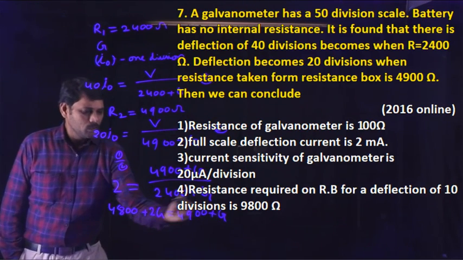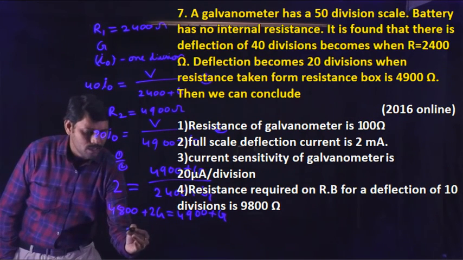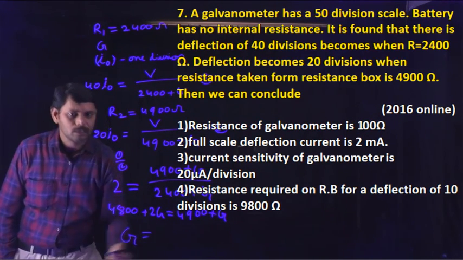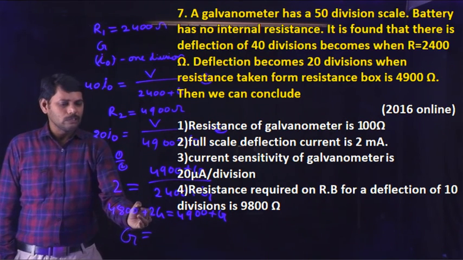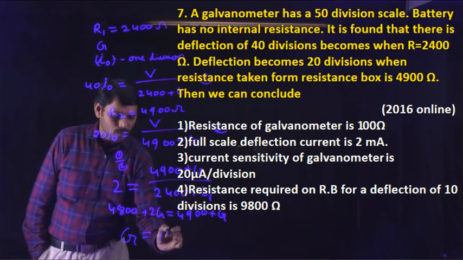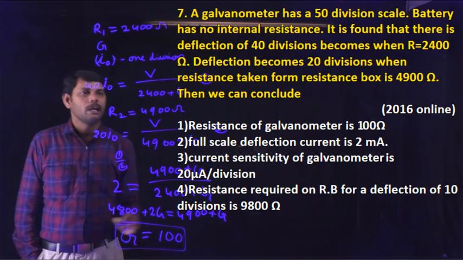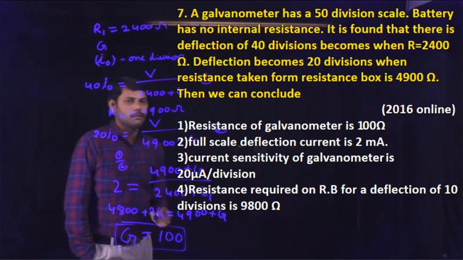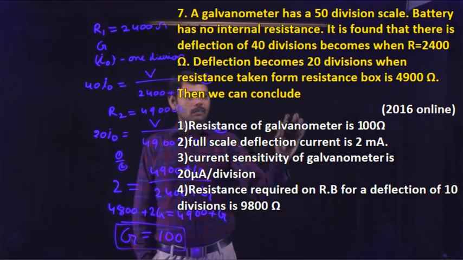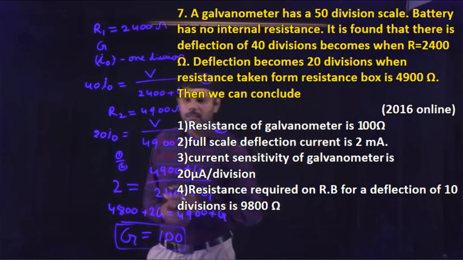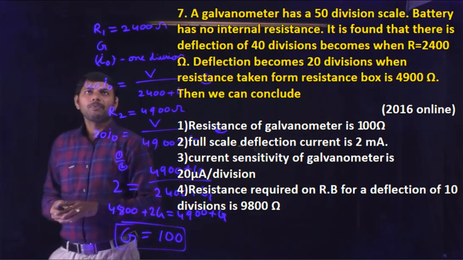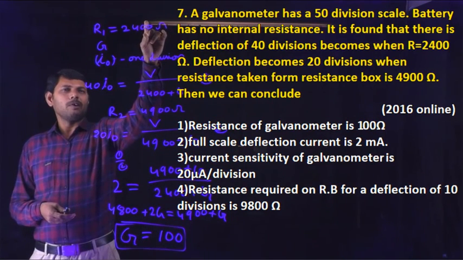Bring the G value to the LHS, it becomes 2G minus G, so it is G. Bring this 4800 to the RHS, it becomes 100 ohms. So the galvanometer resistance is 100 ohm. So among the given options, the first option is correct. So here the series resistor is 2500 ohms.